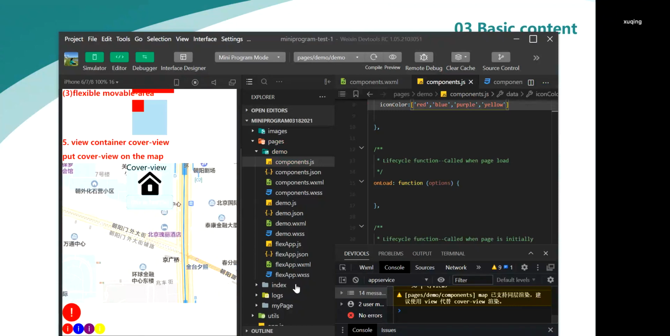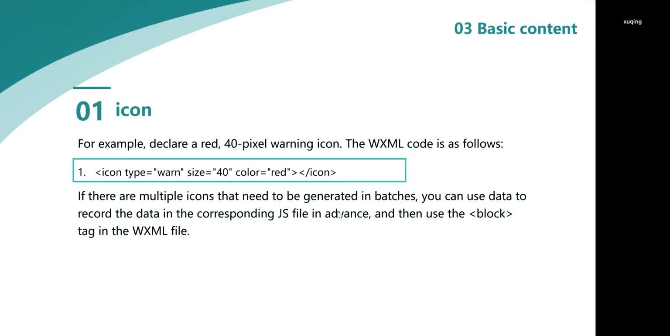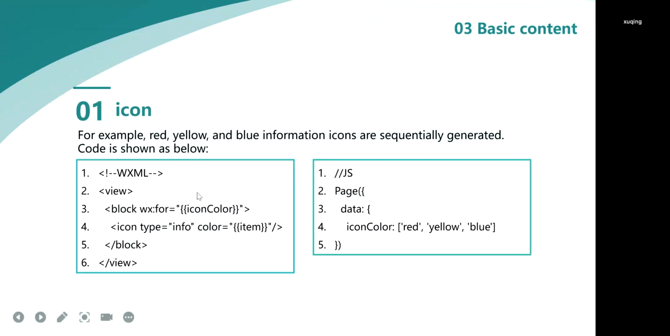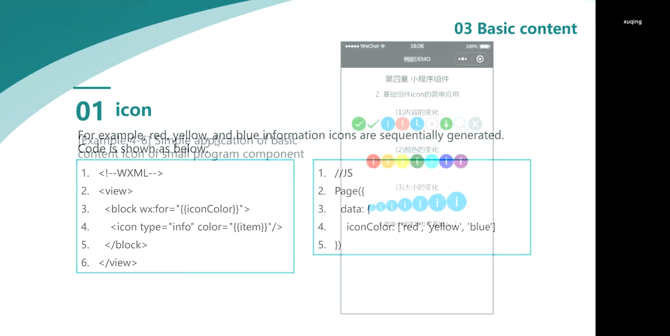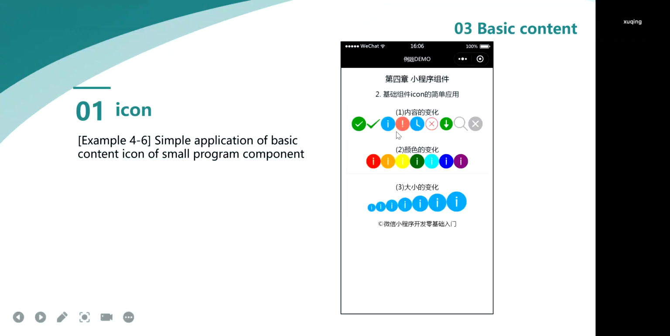Now, I have an exercise for you. Here we have this example with the red. I have set different colors: red, yellow, blue. Information icons are sequentially generated with this code, with icon color. And here we have a simple application of the basic content icon of the mini program component.